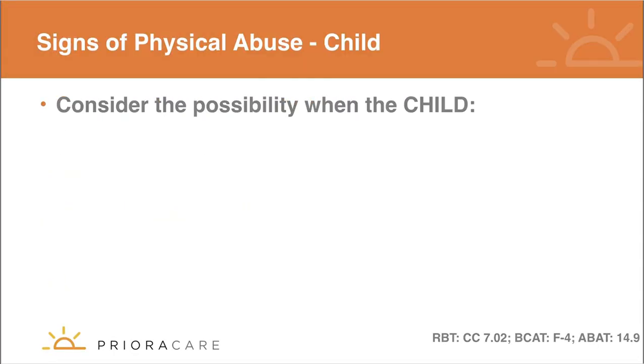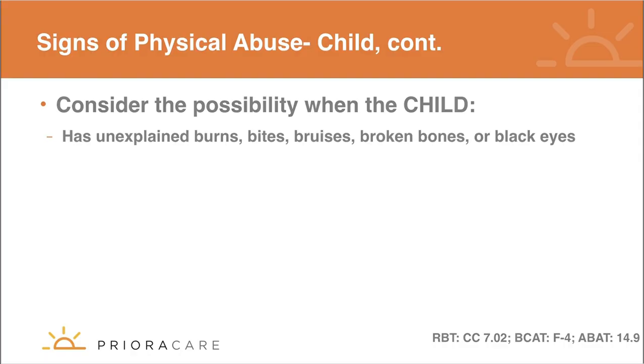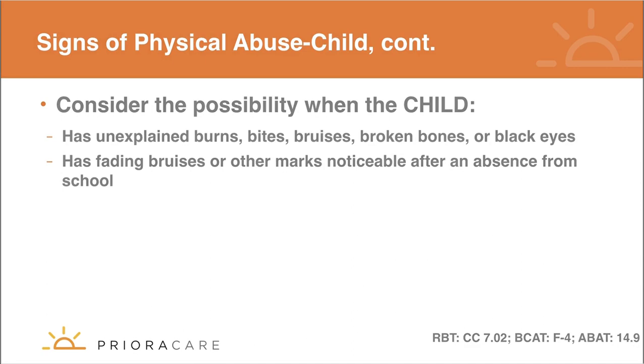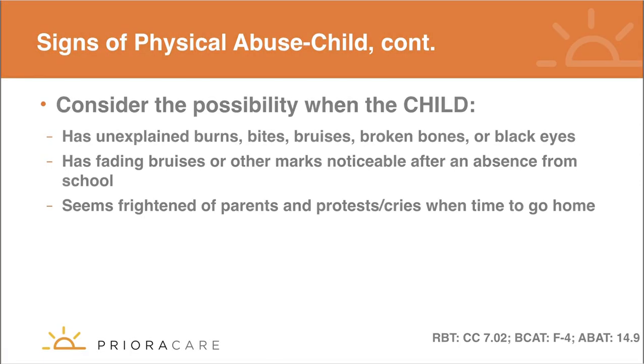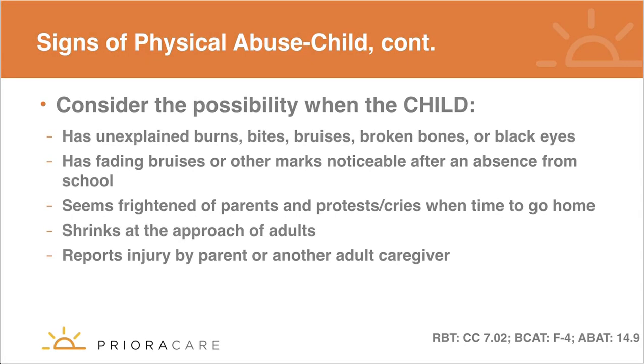Now let's go over some of the signs of physical abuse that you may observe in a child who has been abused. You may consider the possibility of physical abuse when the child has unexplained burns, bites, bruises, broken bones, or black eyes, has fading bruises or other marks noticeable after an absence from school, seems frightened of the parents and protests or cries when it is time to go home, shrinks at the approach of adults, reports injury by a parent or another adult caregiver, or abuses animals or pets.